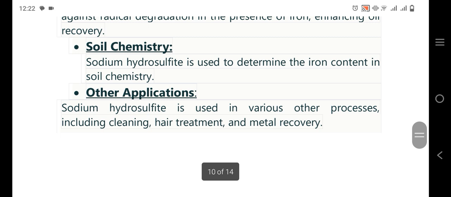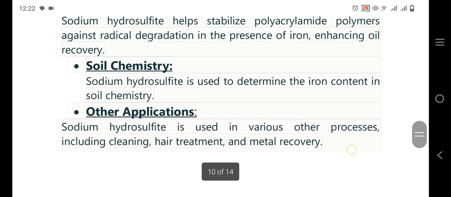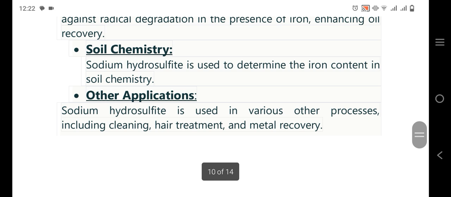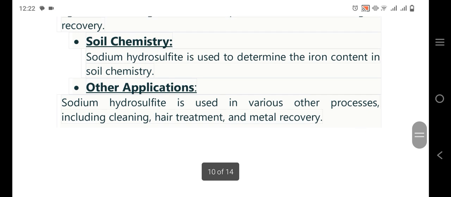Other applications. In other applications, sodium hydrosulfite is used in various other processes other than the industrial applications, including cleaning, hair treatment, and metal recovery. Sodium hydrosulfite is also used for dechlorination of water in municipal water treatment plants, reduction of aldehydes and ketones to alcohol in organic synthesis, preservation of food products by preventing color changes and oxidation, and bleaching of cotton fabrics in textile industry processes.